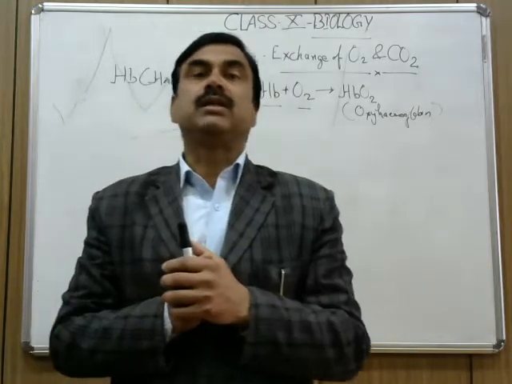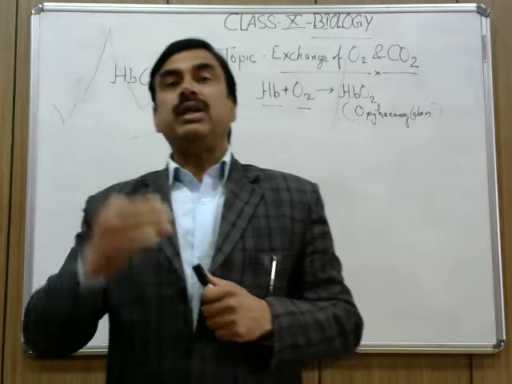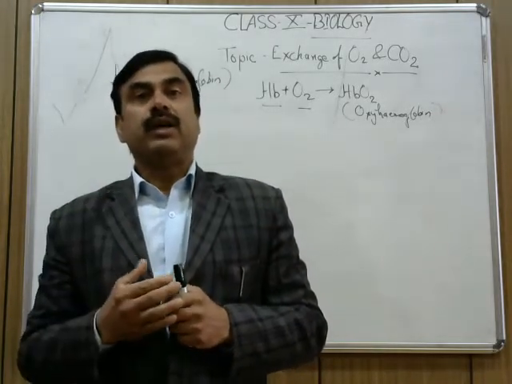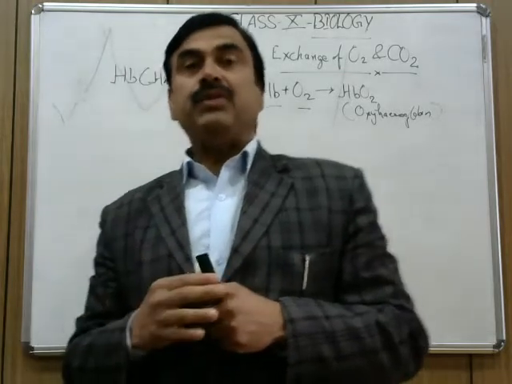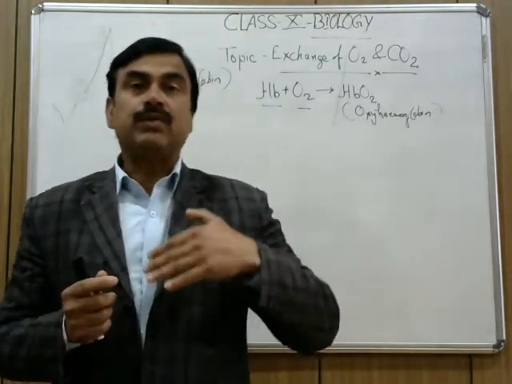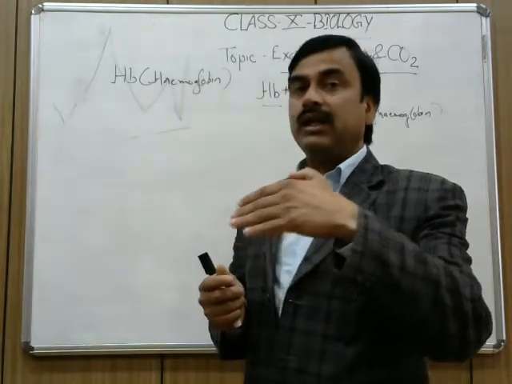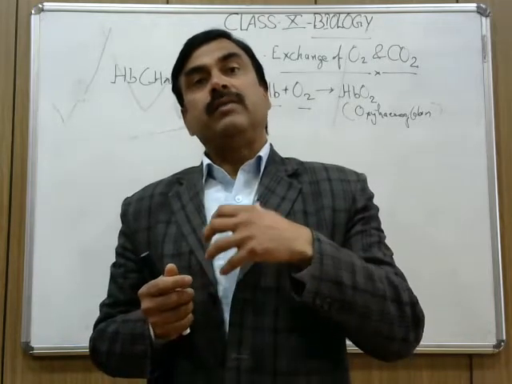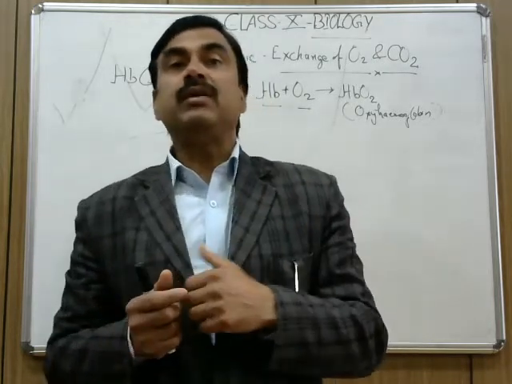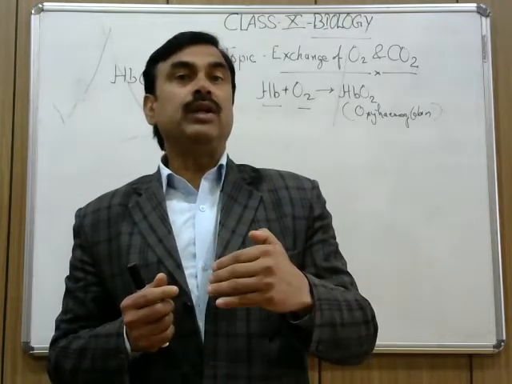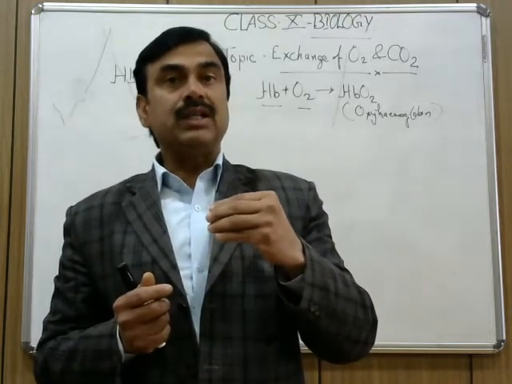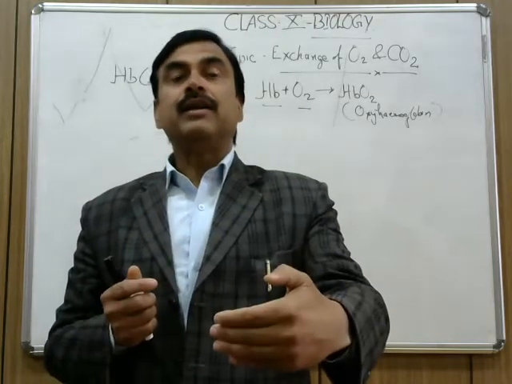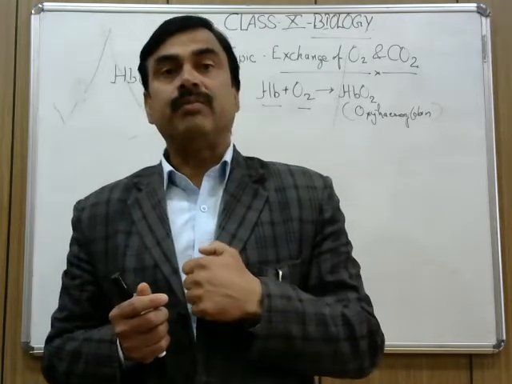the diffusion process. You know, the human body is a large body. By the diffusion process alone, it is not possible to carry the oxygen and carbon dioxide to the entire body, so the hemoglobin pigment plays a vital role in transporting oxygen from one part to another part through the blood circulatory system.